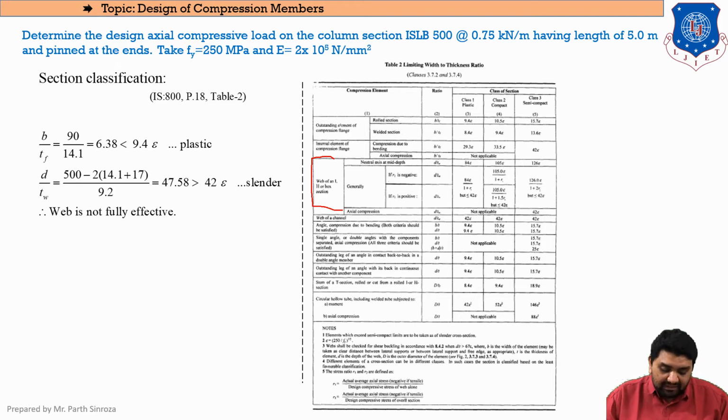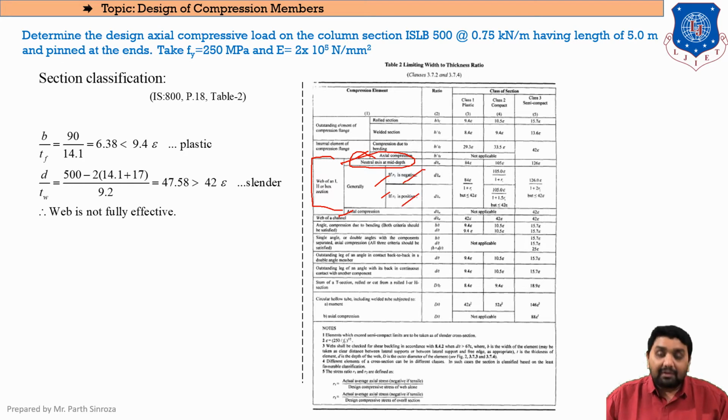And in that also 3 cases are specified. The first is neutral axis at mid depth. Secondly is R1 negative, R1 positive, and the third is axial compression. Now this case, that is neutral axis at mid depth, will always be used when we are solving steel beams. Clear? That we will be seeing in later chapters. So for steel beams, we will be taking this row.